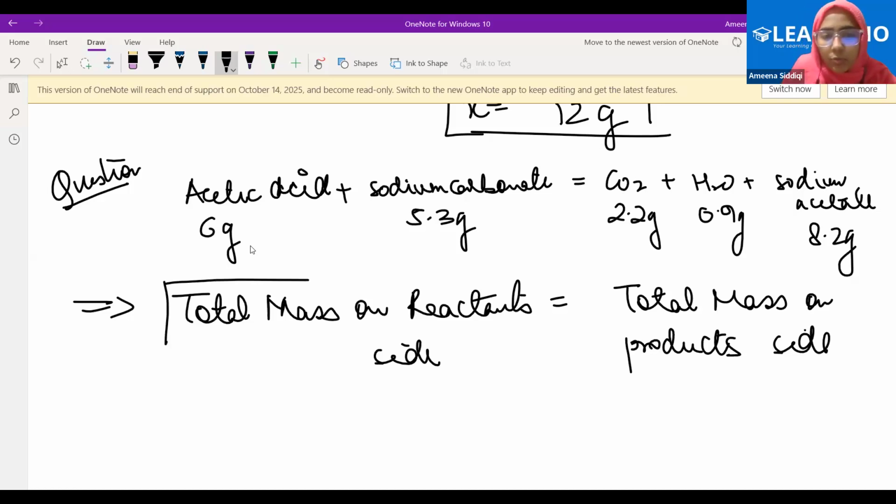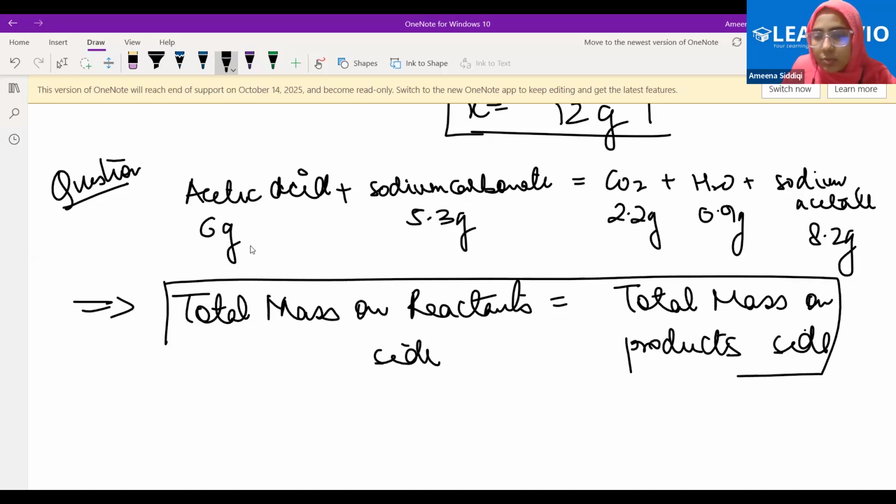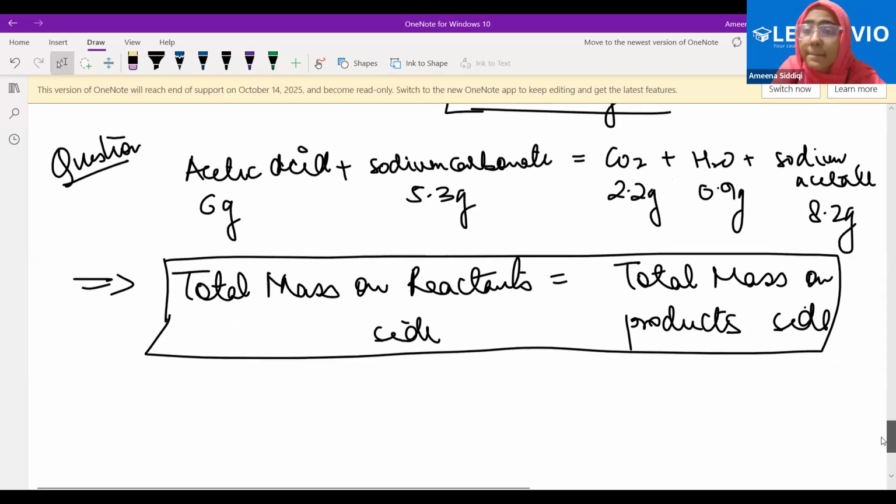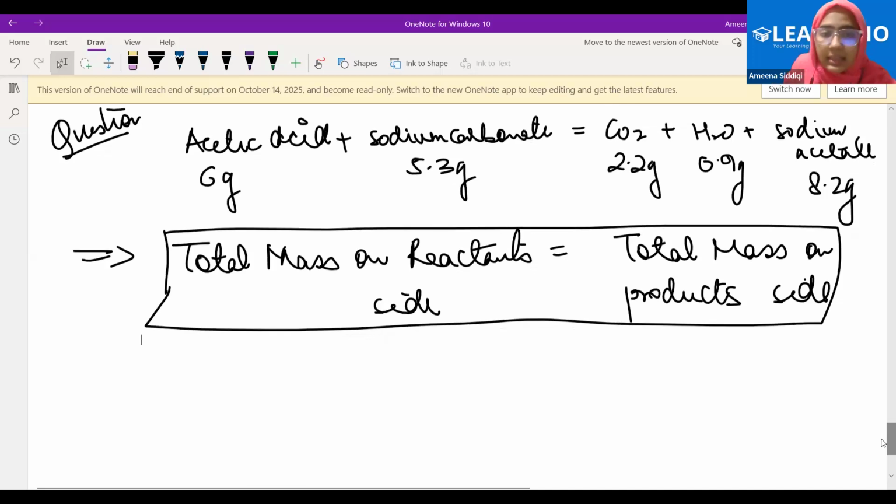If we are able to prove this, that means it is in accordance with the law of conservation of mass. Is the concept understood or not? Yes, I understood. And these are the reactants, these are the products. Clear? So let's add on the reactant side.